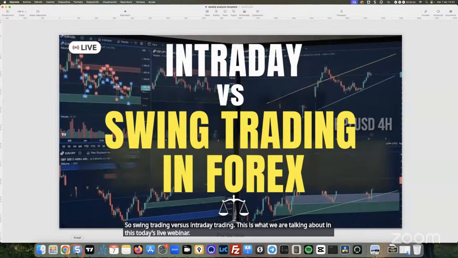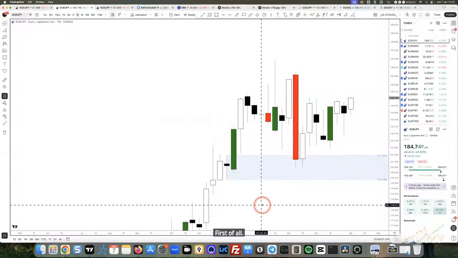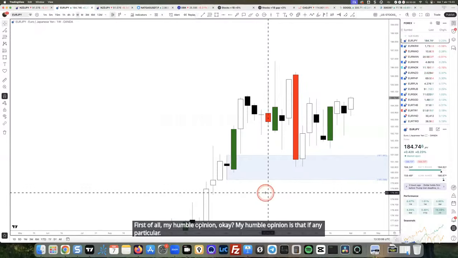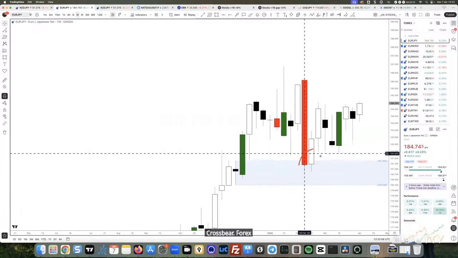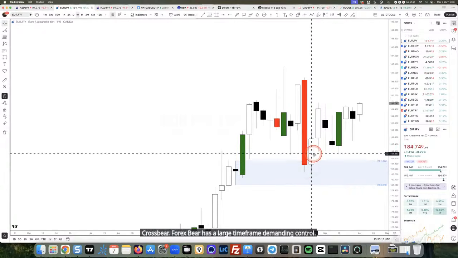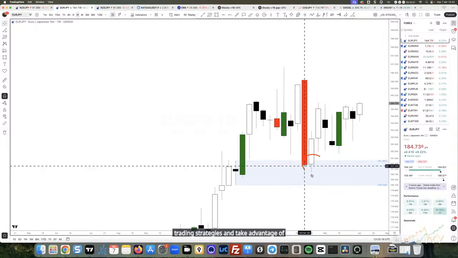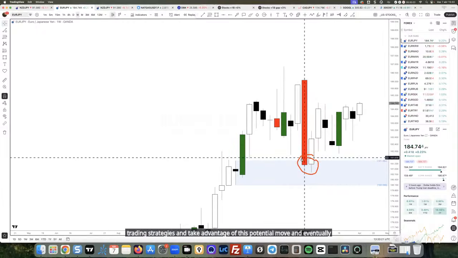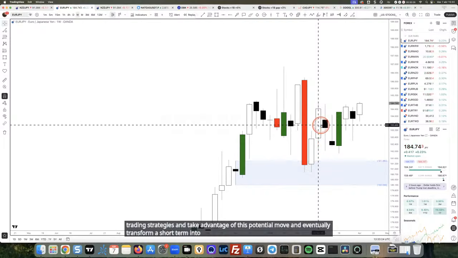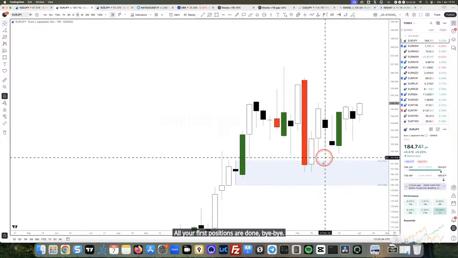So first of all, my humble opinion is that if any particular Forex cross pair has a large time frame demand in control, you should focus on the smaller time frame intraday trading strategies and take advantage of this potential move, and eventually transform a short-term intraday trade into a longer-term one, if you want to do that. Maybe you are an intraday trader and at 5 p.m., 6 p.m. you close all your Forex positions, bye-bye, no problem, okay? But only buy.